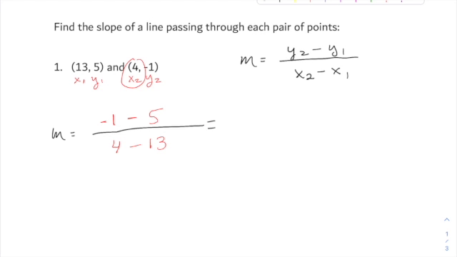Now you just have some subtraction here, but you have lots of negatives and tend to end up with stuff like that. So just be careful. Up top, negative 1 minus 5 is negative 6. And in the denominator, 4 minus 13 is negative 9. Since you're often going to get fractions with slope, we're going to leave it as a fraction, but always in reduced form. A negative divided by a negative is positive, and 6/9 reduces to 2/3. If you divide each of these by 3, you get positive 2/3.